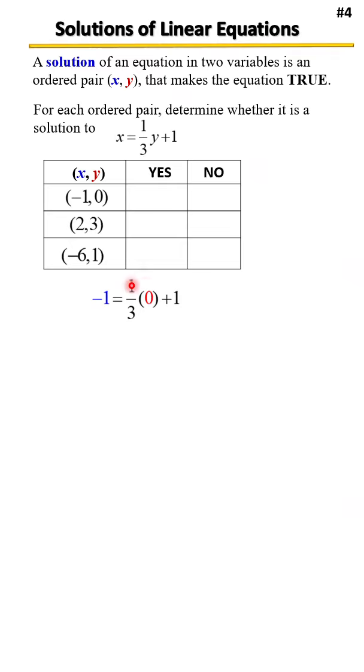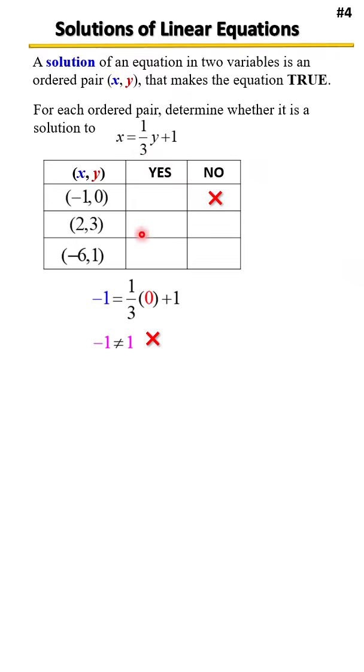We know that any number times 0 is 0. So we see all we have left on the right side is 1. And since -1 is not the same as 1, that's a false statement, which means the ordered pair -1, 0 is not a solution to this given equation.